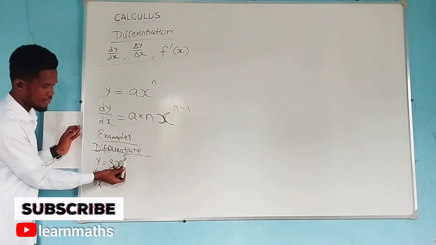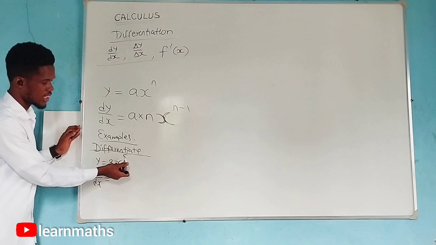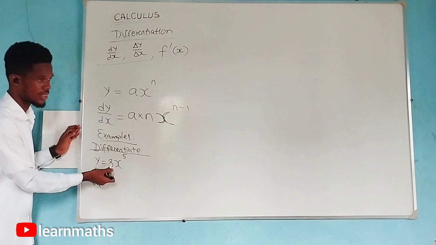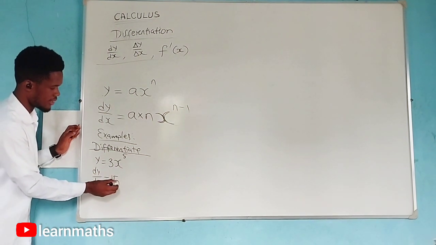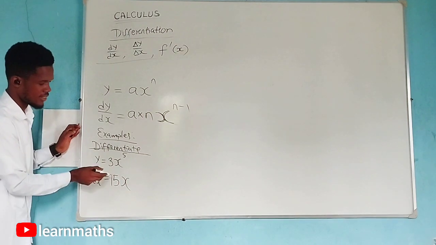Now, the power is 5, right? And the coefficient is 3. So let's multiply 5 with 3. That's 5 times 3, 15, right? 5 times 3, 15.